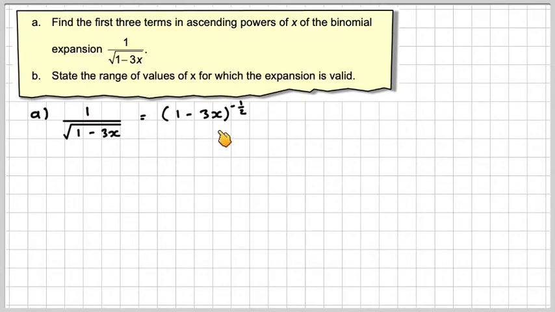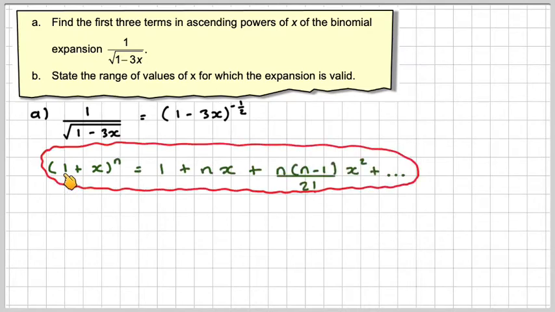Now, in order to expand this, we need to know the binomial expansion for a rational or negative index. So that is (1 plus x) to the power of n is 1 plus n times x plus n times (n minus 1) over 2 factorial x squared, etc. Those will be the first three terms. n will have a value of minus a half, and x will be equivalent to minus 3x. You just need to make sure you substitute in brackets.